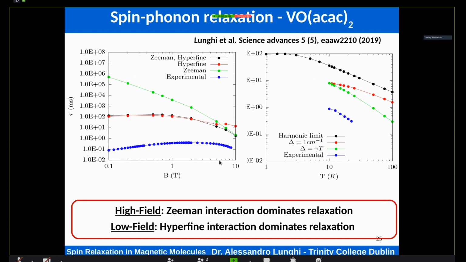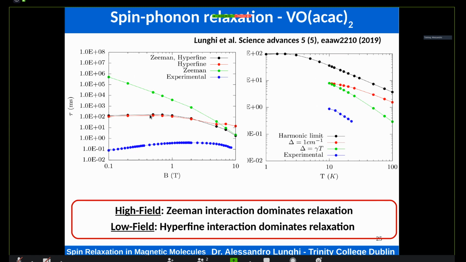Now, this behavior here is expected. The Zeeman interaction depends on the external field. So eventually, if you keep increasing the external field, this interaction will dominate the relaxation. While at the same time, if you reduce this, eventually something else will be more probable. And this is the case for the hyperfine interaction.